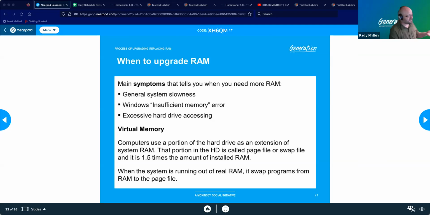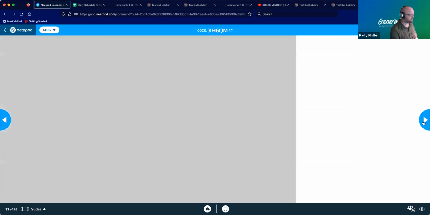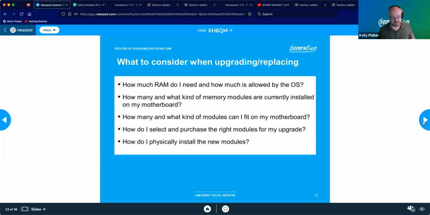So virtual memory is your hard drive operating like a RAM module to try to buy some time. If you're doing this a lot, it's going to slow your system performance down and is basically an indicator that you need more RAM. So what are we considering when we're upgrading or replacing our RAM modules? How much do I need? Well, that question is always essentially as much as I can get, depending on how much money you want to spend. And then the other one is, unfortunately, how much is allowed by the operating system?